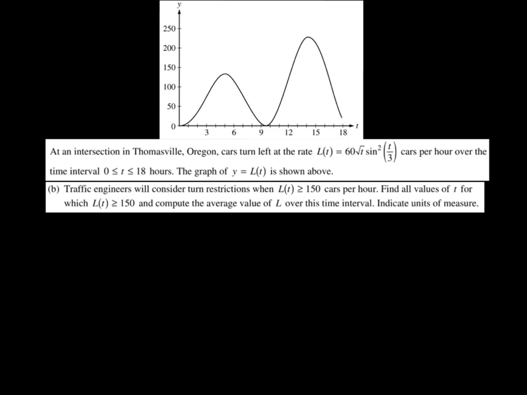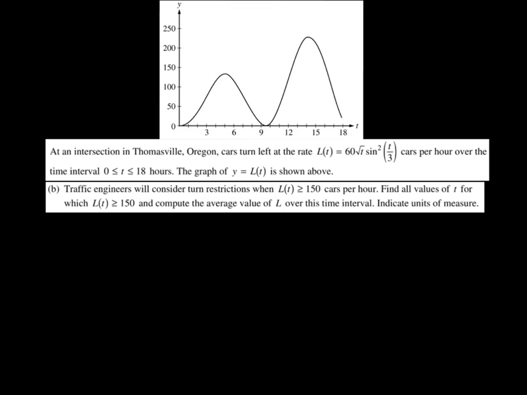Okay, part B says traffic engineers will consider turn restrictions when the rate of people turning left is greater than or equal to 150 cars per hour. Find all values of t for which L of t is greater than or equal to 150 and compute the average value of L over this time interval. Indicate units of measure.